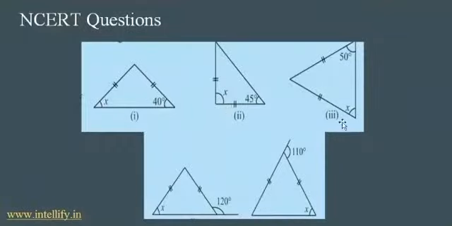In the third question, this is pretty similar to the first one, except that 50 degrees is the measure of the equal angle. Hence, x will also be equal to 50 degrees.